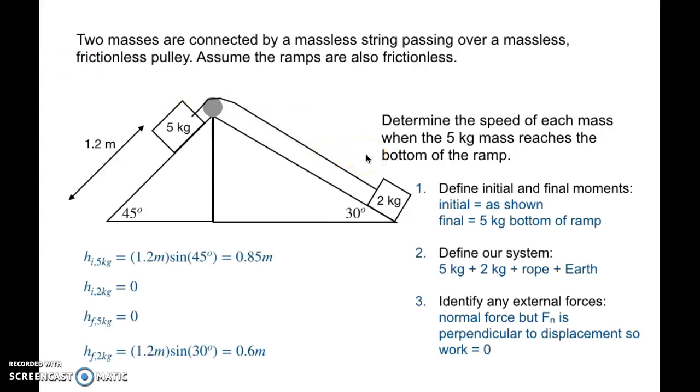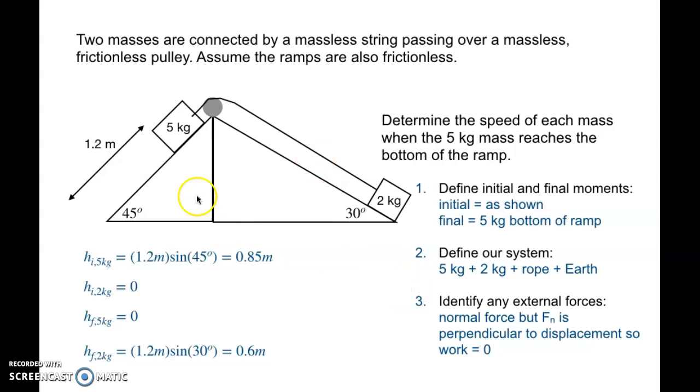So applying conservation of energy, first thing I want to do is define my initial and final moments. The initial moment is what's shown here, 5 kilogram at the top of the ramp, 2 kilogram at the bottom. The final moment will be after the 5 kilogram reaches the bottom of its ramp, and as it's doing that, the 2 kilogram will have been pulled 1.2 meters up its ramp.